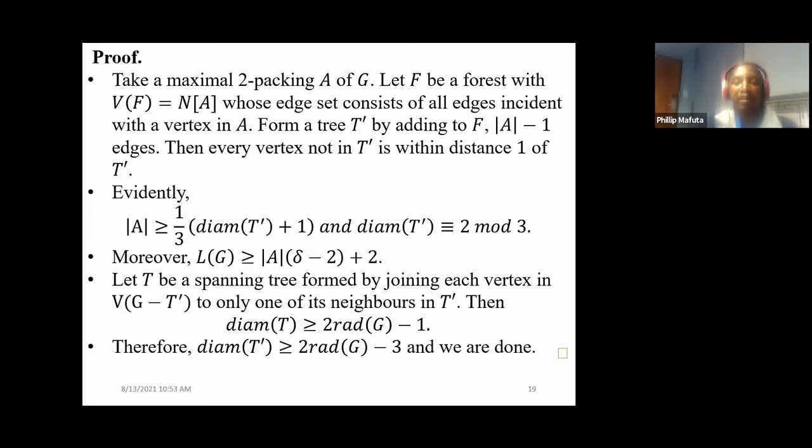This proof goes like this. You take a maximal packing. A forest, which is a collection of trees, is constructed by taking the closed neighborhood of a set A. It is known from the Dankelmann and Tringa method that if you do that, there exist cardinality of A minus one edges such that if you add them to the forest, you get a tree T prime, which is within distance one.